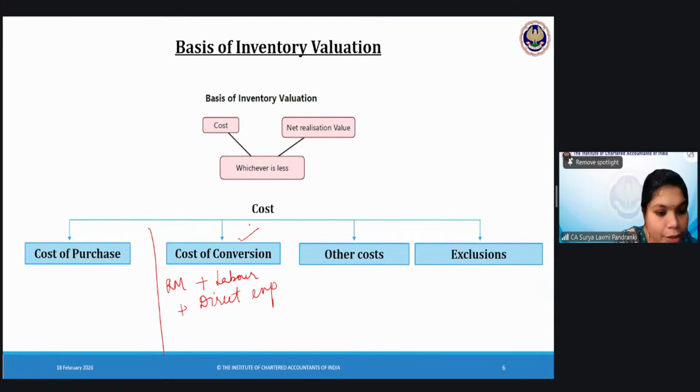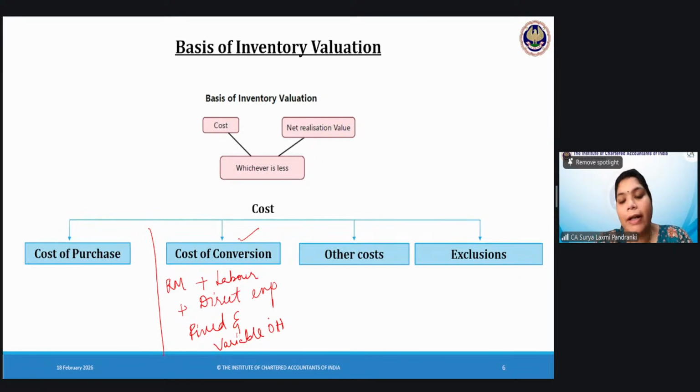So in the cost of conversion, we can also write fixed and variable overhead. Overhead means other expenditure that we incur. Some can be fixed, some can be variable. Variable means they will change from unit to unit. Fixed means whether you are doing the production or not, it will still have to be incurred. But variable means what? Only if you are manufacturing, that cost has to be incurred. Otherwise, no, right? Let's assume rent.